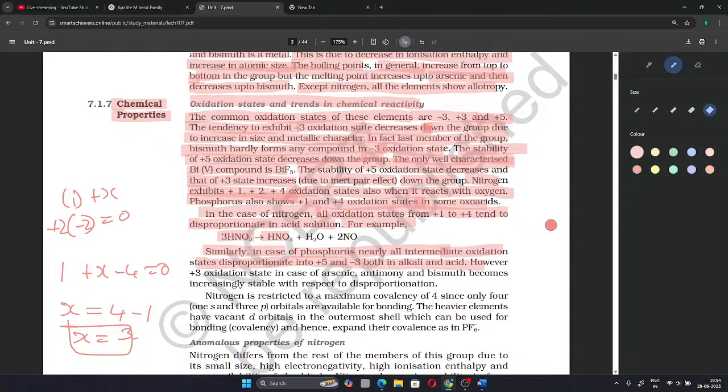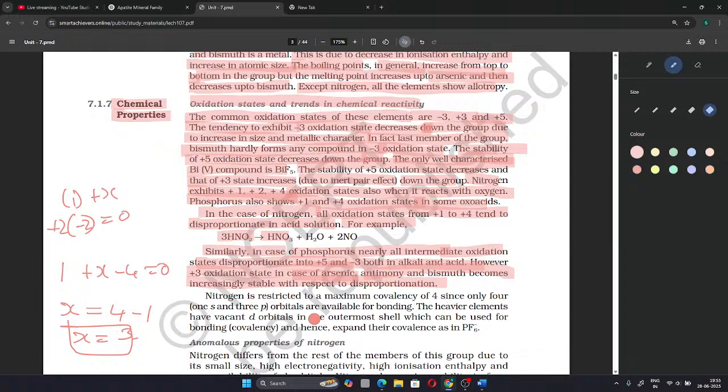And when phosphorus, all oxidation states formed by phosphorus generally disproportionate into +5 and -3 both in alkali and acid. However, +3 oxidation state in case of arsenic, antimony and bismuth becomes increasingly stable with respect to disproportionation. Basically, +3 is not stable in case of most of the cases.